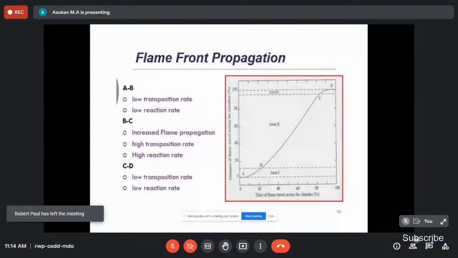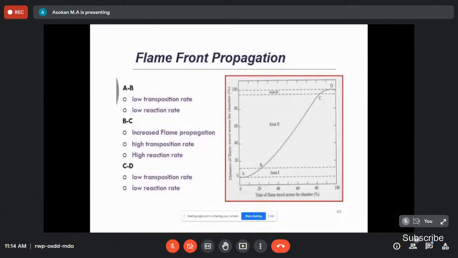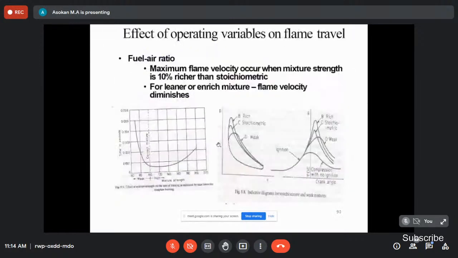Right? And from C to D, finally again the flame speed decreases because there is no fuel available to burn, very little quantity of fuel. At the same time, it is in the expansion stroke also, so the pressure decreases. That's why the flame velocity decreases, with a low transmission rate and a low reaction rate.